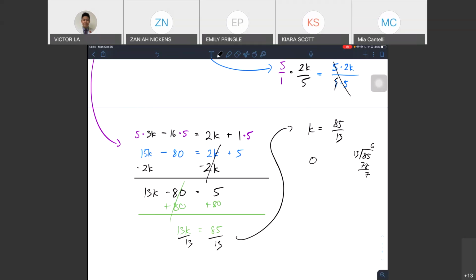So then k is equal to 13 and 7 over, no, sorry, I wrote the wrong number. The whole number is 6. 13 fits into 85 6 times, and the remainder is the numerator over 13. So this is a little bit of practice in terms of converting an improper fraction to a mixed number, but both of these are correct though.